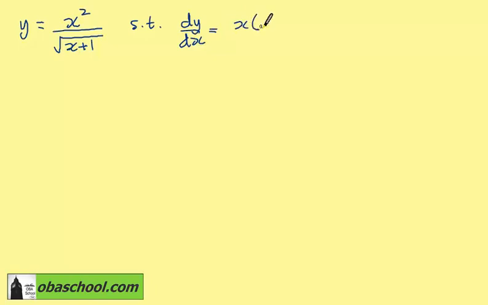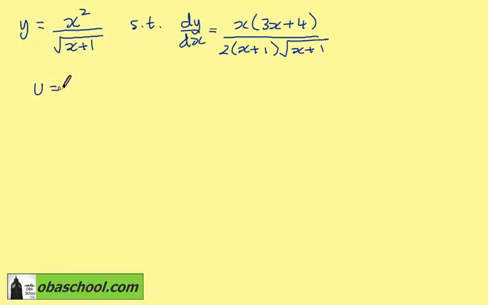In this example, we're given that y is x squared over the square root of x plus 1, and we want to show that dy/dx is equal to x(3x + 4) all over 2(x + 1) root x plus 1.